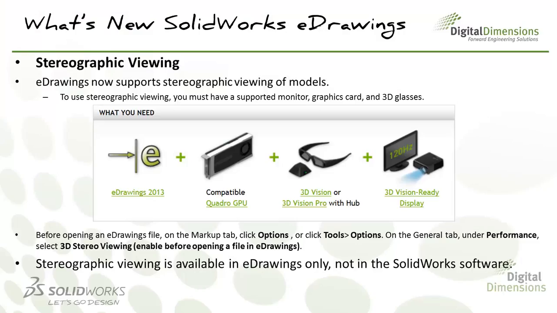And now in SolidWorks eDrawings 2013, we have full support for stereographic viewing. So in other words, as long as you have the right equipment, that would be a compatible video card, a pair of 3D glasses, and a 3D Vision ready monitor, you can enable stereographic viewing in eDrawings to view your SolidWorks models in true 3D. So this is similar technology to a 3D TV that you may have in your home. Keep in mind that stereographic viewing is currently only available in eDrawings and not in SolidWorks. And with that, let me show you how to enable this.